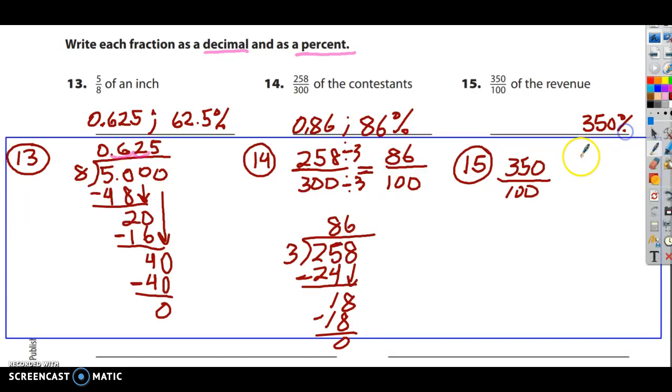Now what's the decimal? Well, let's make this into a mixed number and then we'll figure out the decimal. How many times does 100 go into 350? 3, with 50 left over. 3 and 50 hundredths is the same as 3 and 5 tenths or 50 hundredths. It doesn't really matter. Both are correct. You could do 3.5 or you could do 3.50. Either way, you get the same answer. Okay, let's move on.